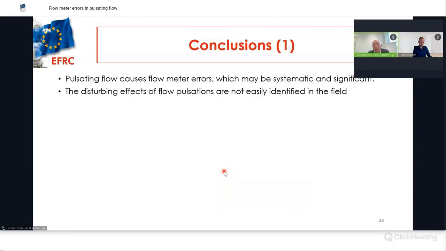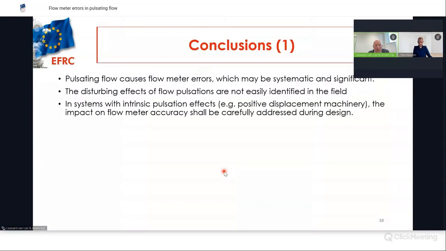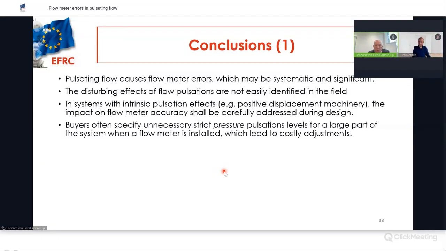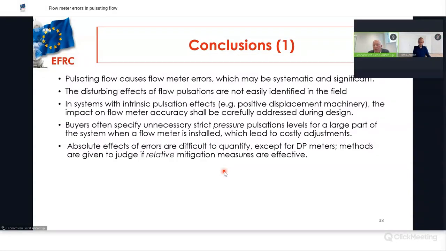So the pulsation flow causes flow meter errors, which may be systematic and significant. The disturbing effects on flow meters are not easy to identify in the field. In systems with intrinsic pulsation effects, for instance positive displacement machinery, the impact on flow meter accuracy shall be carefully addressed during the design. Buyers often specify an unnecessarily strict pressure pulsation level for a large part of the system when a flow meter is installed, which in general leads to very costly adjustments. Absolute effects of errors are difficult to quantify, except for the delta P meter, and methods are given in the guidelines to judge if relative mitigation measures are effective.